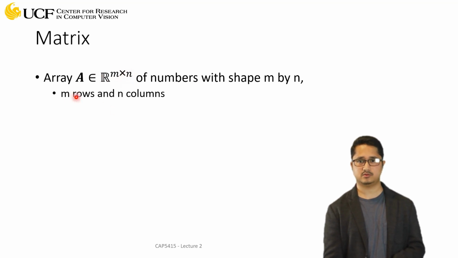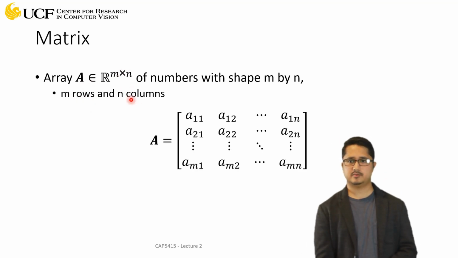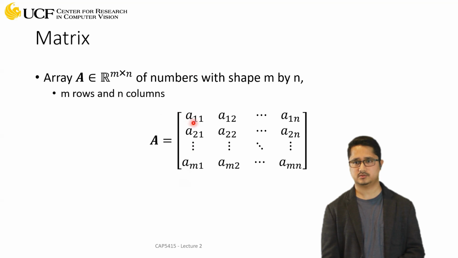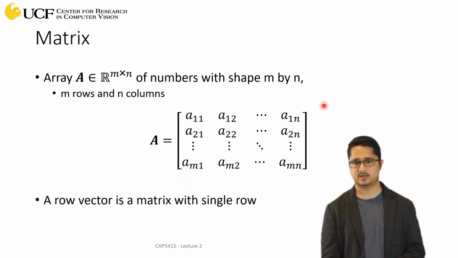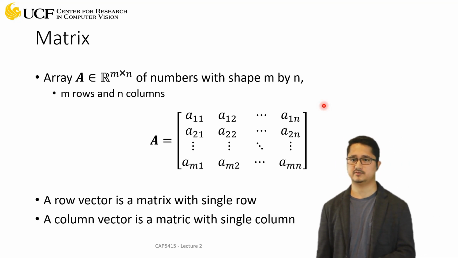So a matrix will have m rows and n columns. And if n is 1, you can say that it's just a vector, which is a row vector. And if m is 1, you can say that it's just a column vector. All right, so that's a matrix. You will have some rows, you will have some columns. And yeah, we covered that a row vector is a matrix with just a single row, and a column vector is a matrix with a single column.